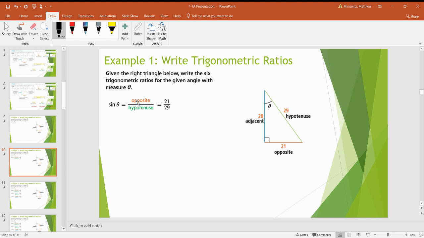Now you don't have to write opposite over hypotenuse every time. Once you start practicing it, you'll remember what the ratio is, and you can just write the fraction. If it helps you to write the intermediate step, great. So we have sine as the opposite over hypotenuse, and cosine and tangent.